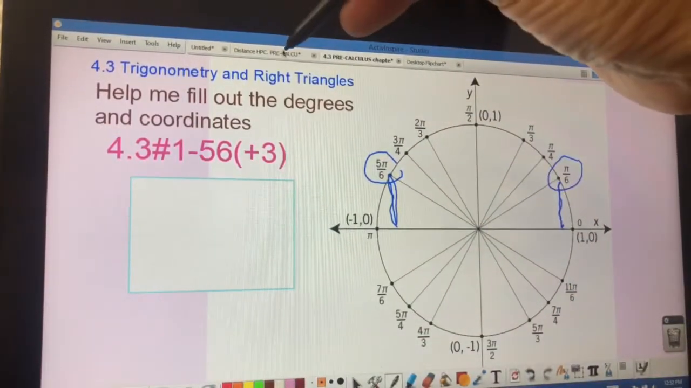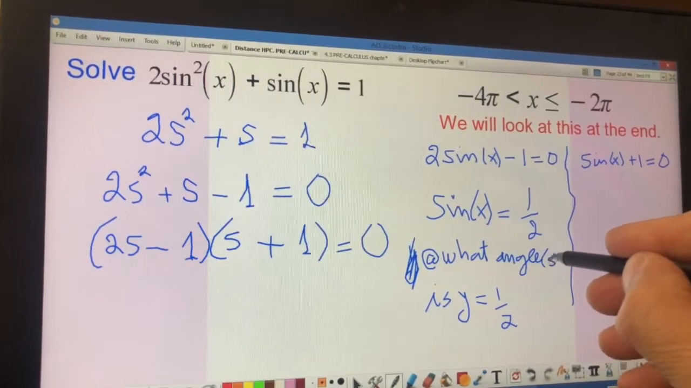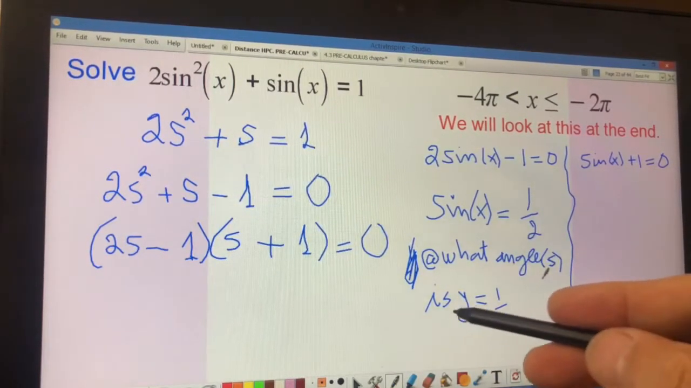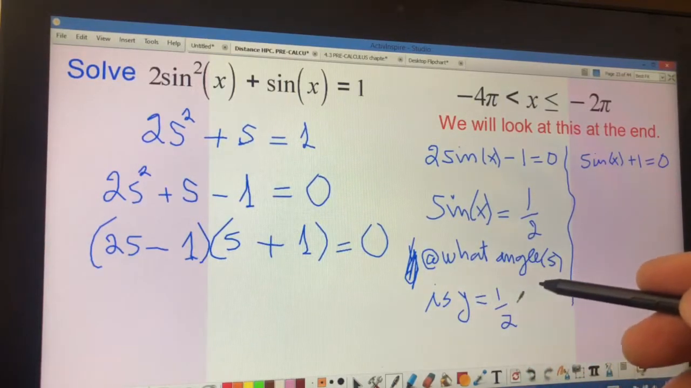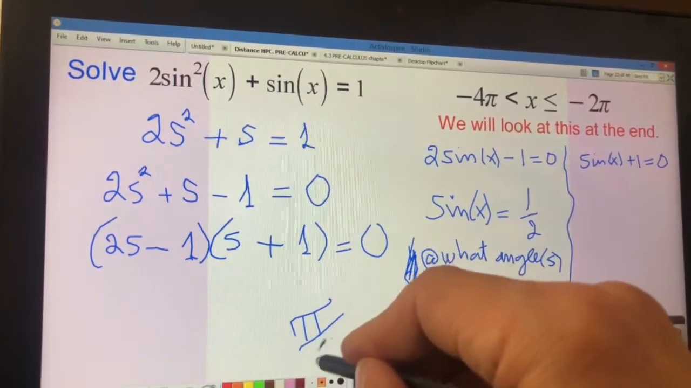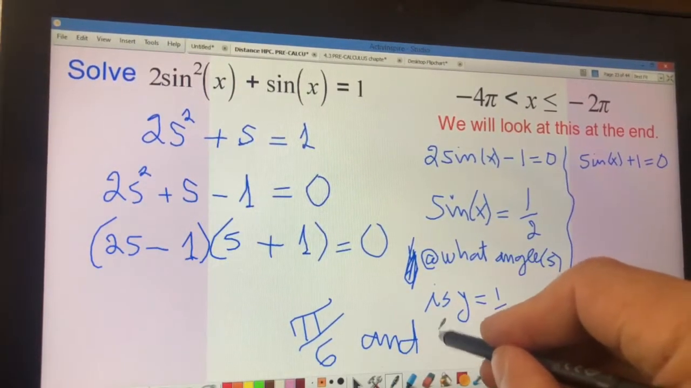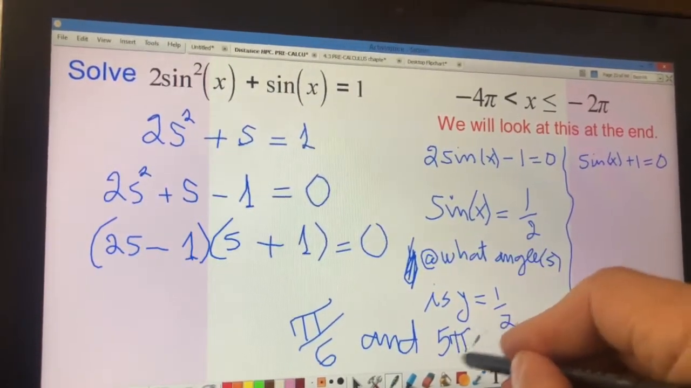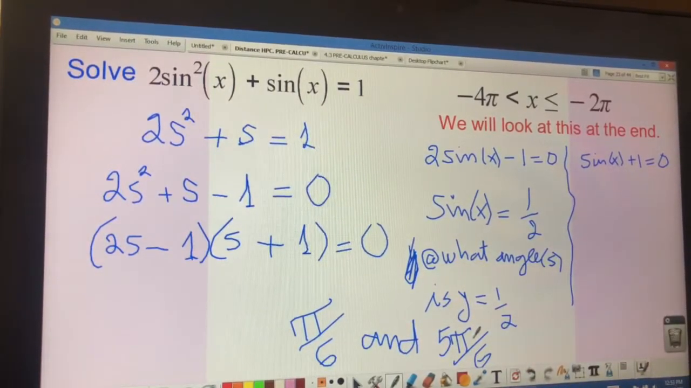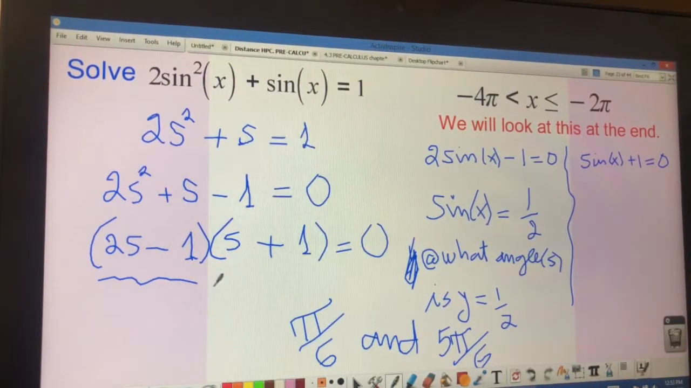Now to answer that question, at what angles, I need to put the sine there. So you have two angles when your sine, or the y value, is 1/2. The angles were pi/6 and 5 pi/6. All right, so that's this half of the problem. You got two angles from that half. Now, are they always going to have two angles? It depends.